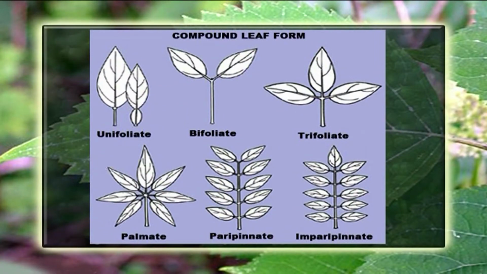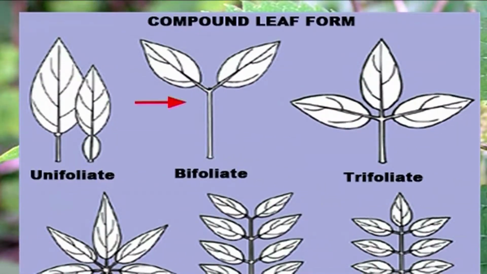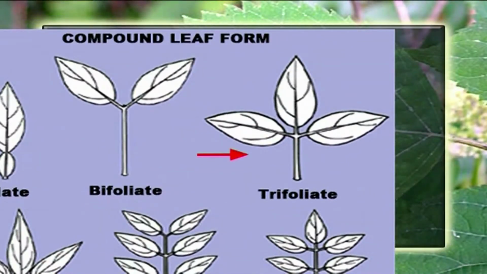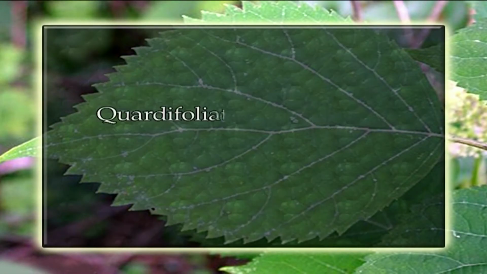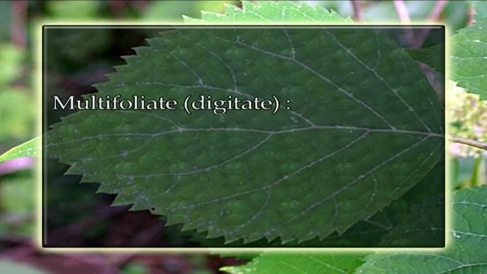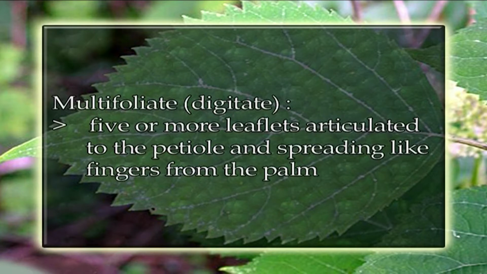Now, unifoliate. A single leaflet is articulated to the petiole, for example, in citrus, lemon, etc. Now, bifoliate. 2 leaflets are articulated to the petiole, for example, in Bauhinia. Trifoliate. 3 leaflets are articulated to the petiole, for example, Aegle marmelos. Quadrifoliate. 4 leaflets are articulated to the petiole, for example, Paris quadrifolia. And multifoliate, that is digitate. 5 or more leaflets articulated to the petiole and spreading like fingers from the palm, for example, Bombax malabaricum.